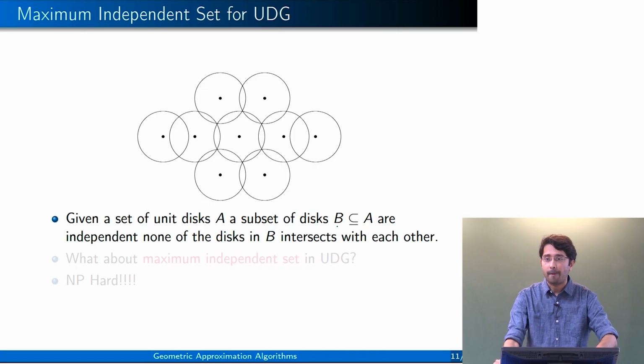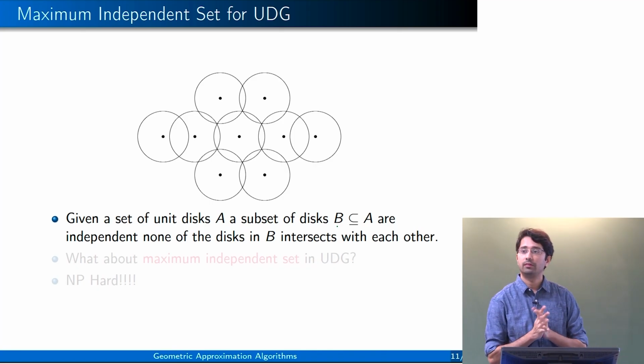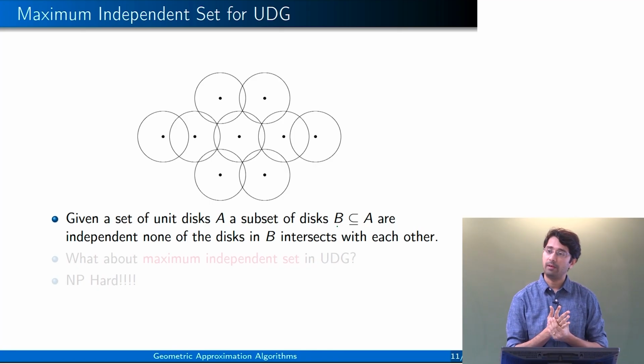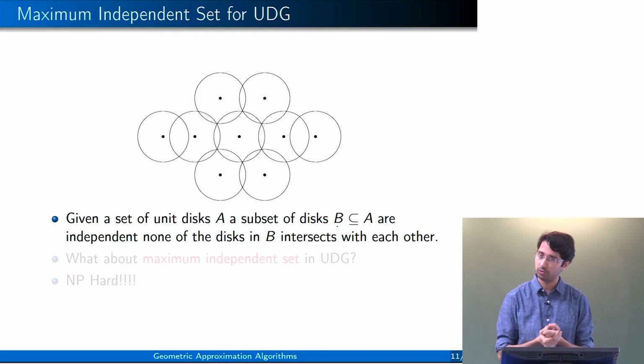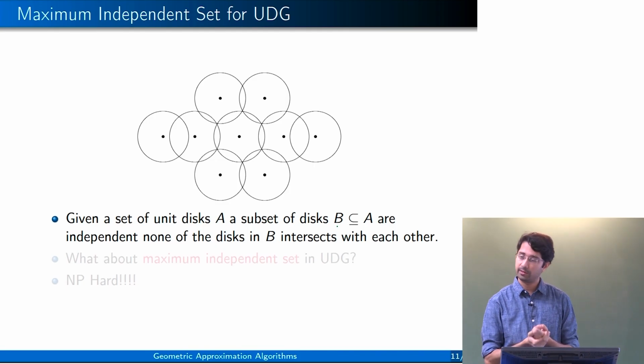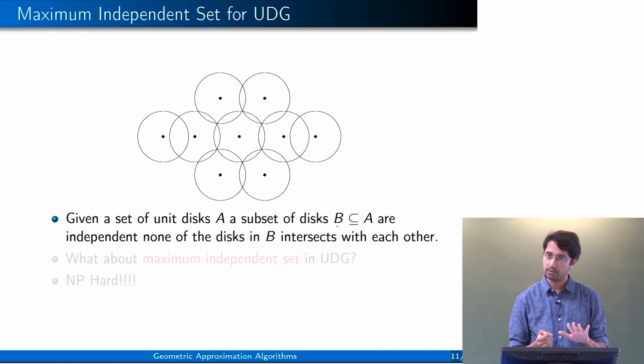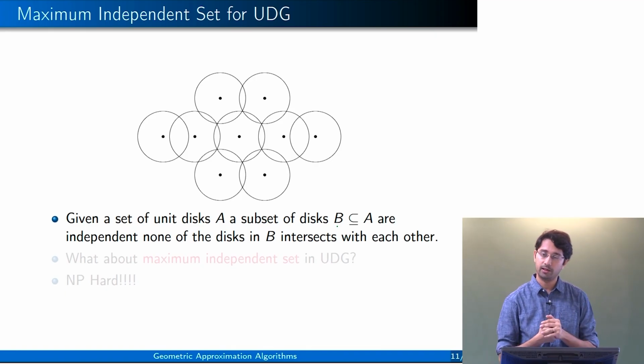Okay. So, we are done with maximum clique. What about maximum independent set? In unit disk graph, for a general graph, this is a notorious, very difficult problem to solve from all respects. Of course, it is NP hard, maximum independent set in a general graph.